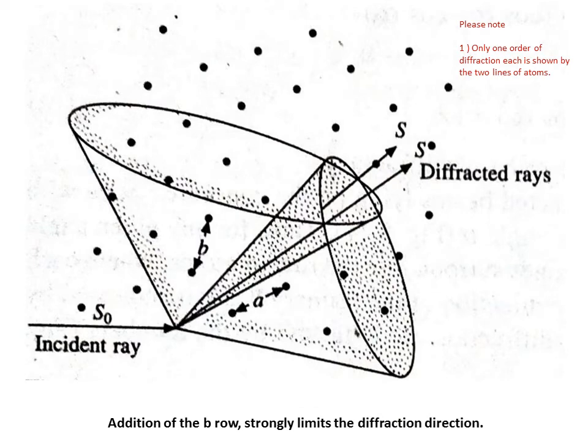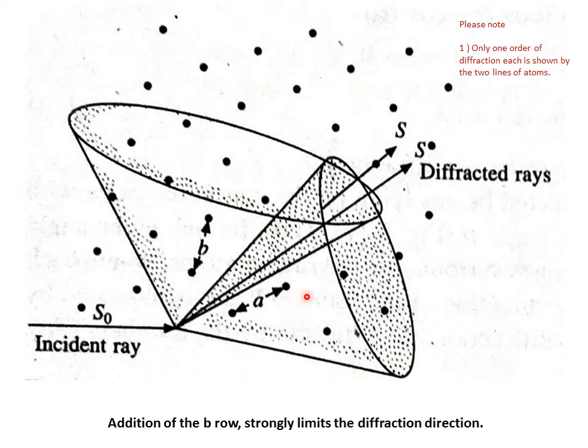So here you can see the illustration. You have an incident wave coming in this way, indicated by S0. Here you have a two-dimensional lattice, and to identify the primitive translation vectors, you will have to see the directions along which you can see the periodicity. So I will just show you that.